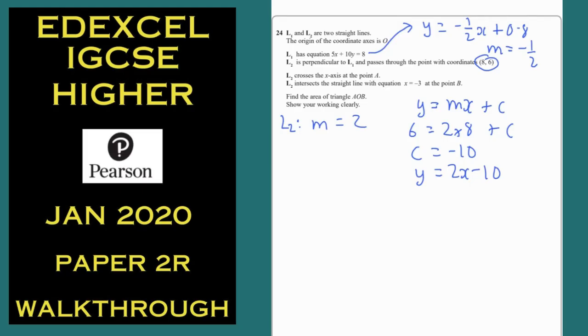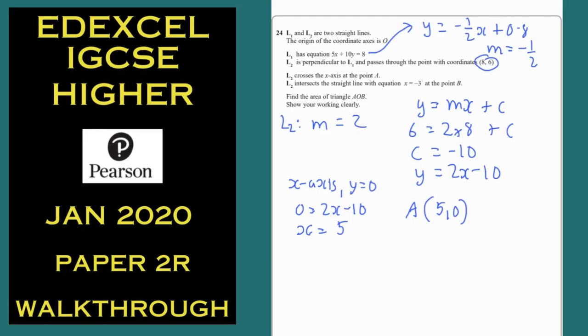Now we read on. L2 crosses the x-axis. Another name for the x-axis is y equals 0. Let's stick it in. If y equals 0, we can work out x. X is 5. So that is where point A is. Point A is the coordinate 5, 0.